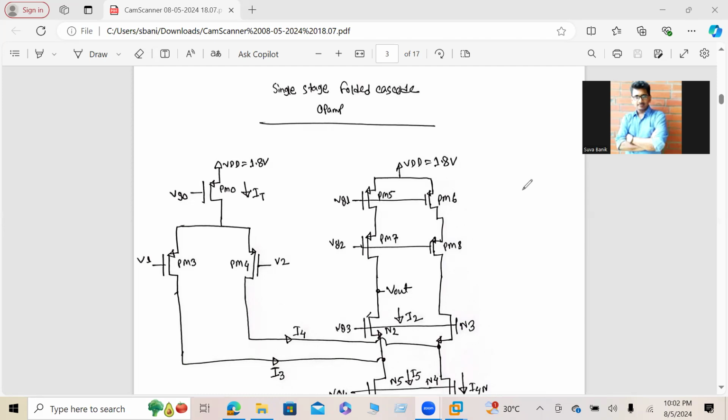And in today's video, I will explain how we can design a folded cascode OPAMP in Cadence Virtuoso. In this video, I only discuss the design methodology. In a separate video, I will discuss the theory behind this folded cascode OPAMP and why we are using it. And this is my lecture number 5.